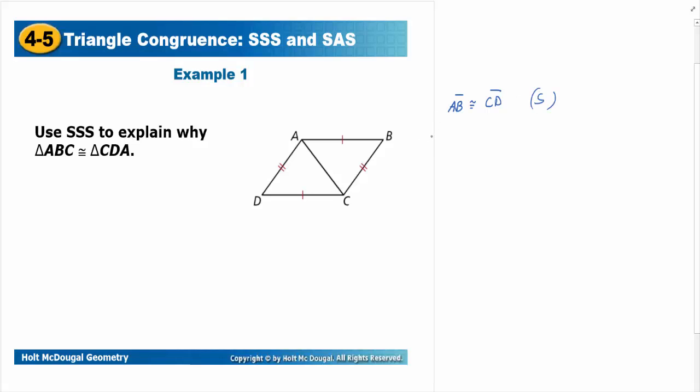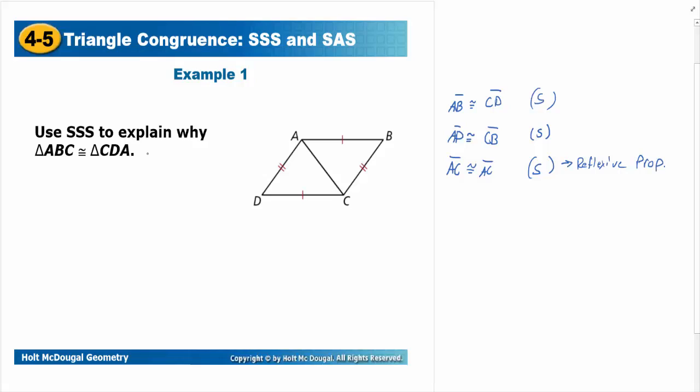I have AD. Well, AD is congruent to CB. That's a side. I need to show my final side, which basically says that AC is congruent to AC. And that would be my final side. Now the reason for this is going to be that reflexive property.